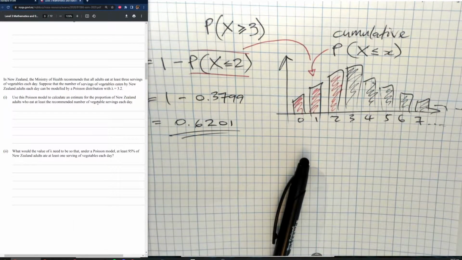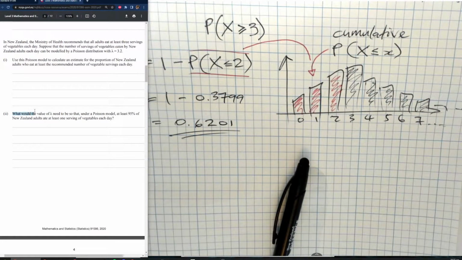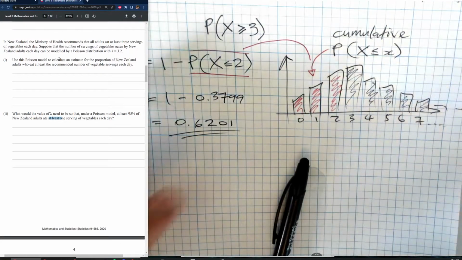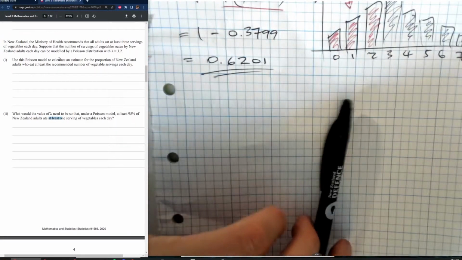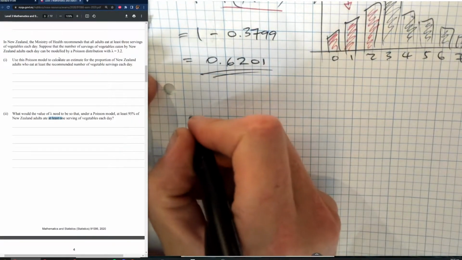Okay, what would the value of lambda need to be so that under a Poisson model at least 95% of New Zealand adults ate at least one serving of vegetables per day? Dang it, that's a mean question. Putting at least that and then putting at least again is confusing as heck for us dyslexic people. Actually, no, dyslexia doesn't actually affect that at all.